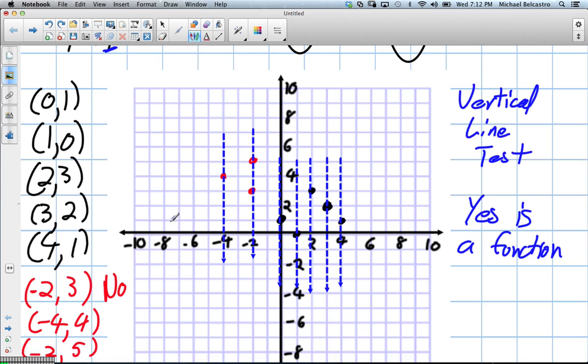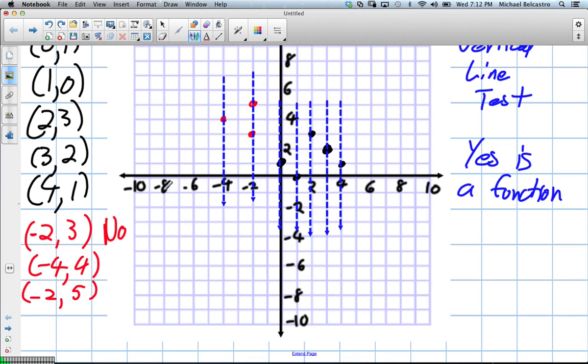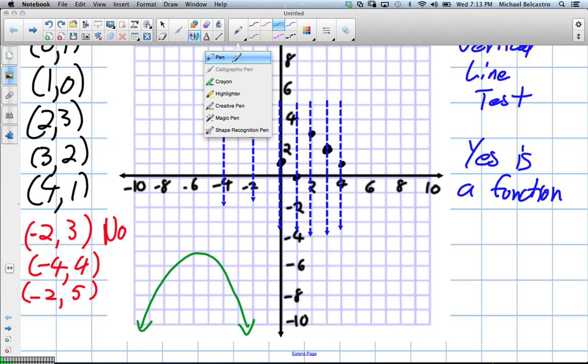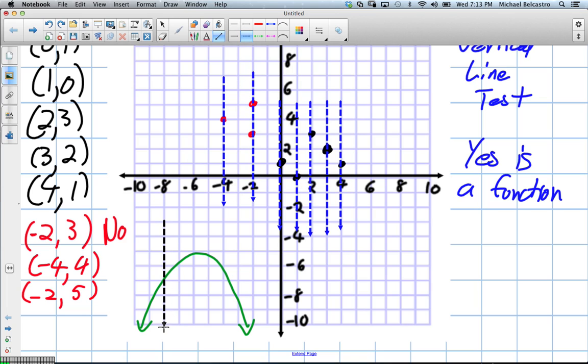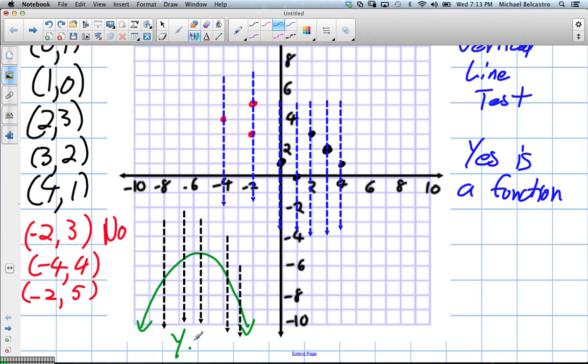Another point we're going to talk about is that there are such things as continuous functions, and the best way to tell if they are functions or not is just to draw a vertical line test. So here's another continuous function, and you might remember this as a parabola. If I draw vertical lines to this, am I going to hit more than once? No. So is this one going to be a function? Yes, this will be a function.